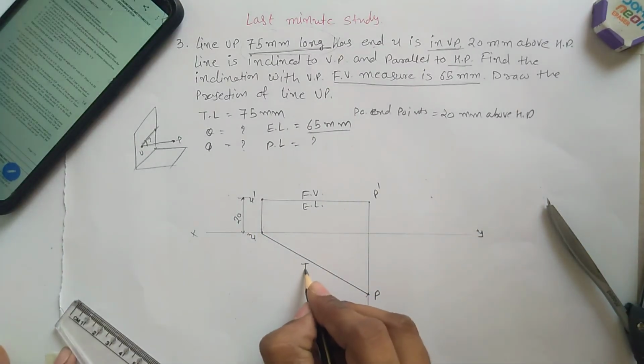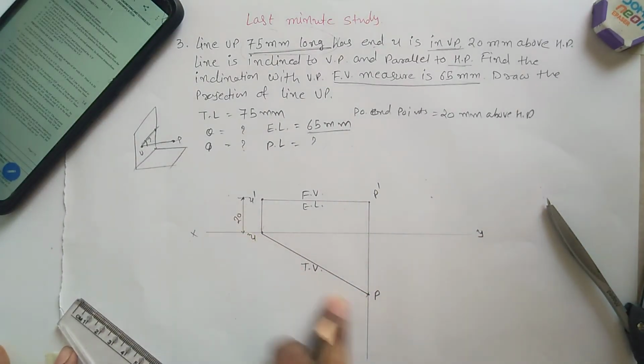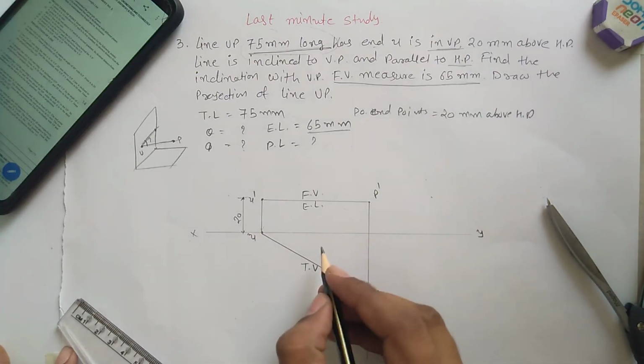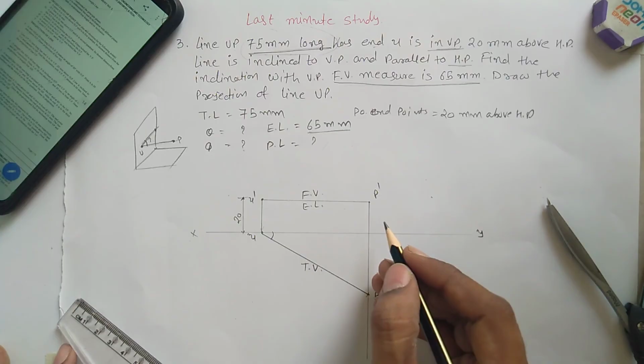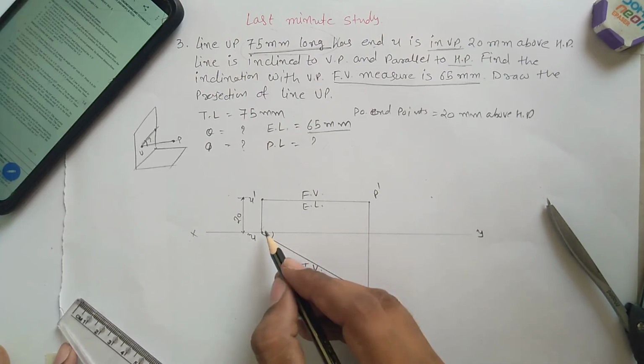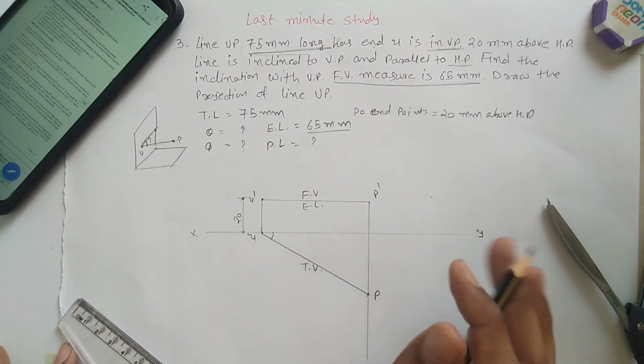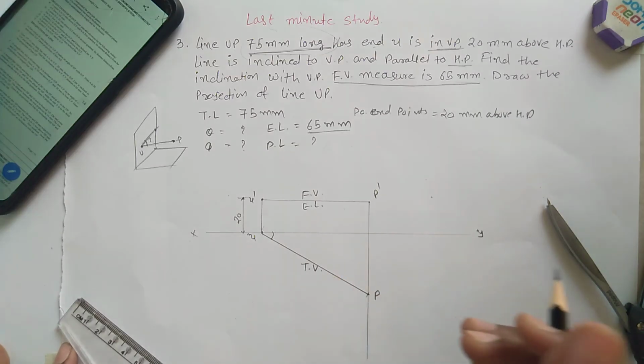Join U and P, which gives you the top view of line UP, and you can get this angle as well. You have to find out this angle, so you can measure this angle by using this method. So this is problem number 3 from sheet number 3.